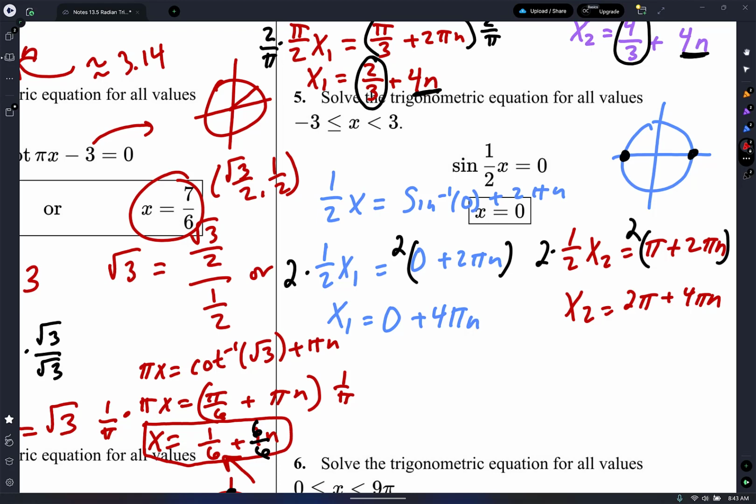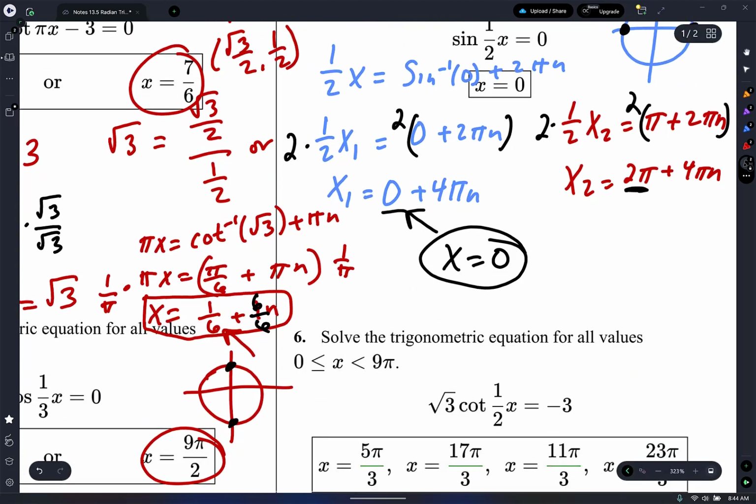All right, so let's see what my answers are. My answers are just going to be 0. Let me tell you why. 2 pi is larger than 3, because imagine pi like 3. 2 times 3 is 6. It's already outside the domain. Do you guys see that? And if I add 4 pi, that's just going to give me negative 2 pi. And negative 2 pi is also outside the domain, because that's like negative 6. So the only answer is 0. How do we feel? Okay, let's go to the next one.